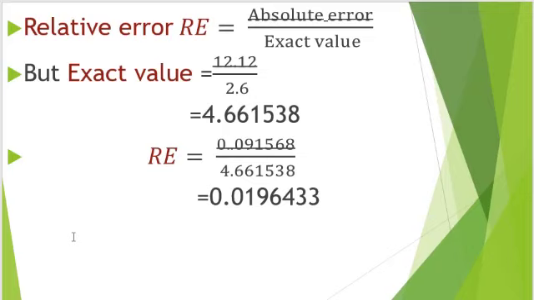Relative error, which is the absolute error over the exact value. That means we need the exact value first, and since we are dividing, we divide 0.12 by 2.6, which gives us 4.661538. Then we substitute in the formula: 0.091568 over 4.661538, giving us 0.0196433. That's our final answer, and we've fully answered our question, Roman 1 to Roman 4.